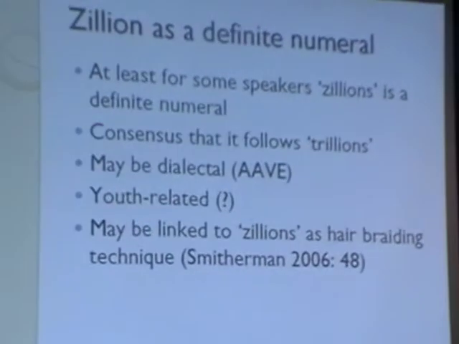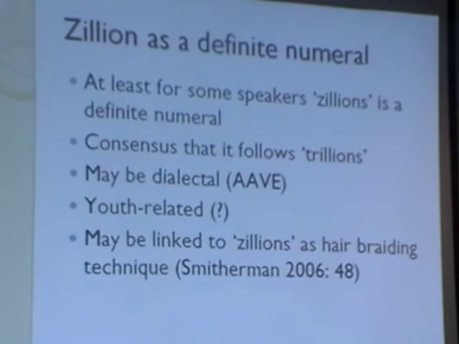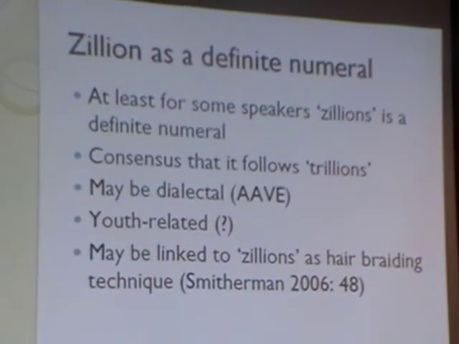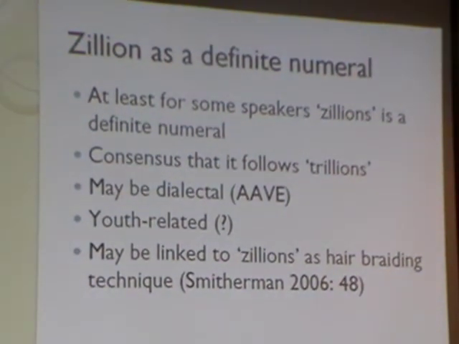And that to me is very notable. So at least for some speakers, zillions has become a definite numeral. There is consensus that it follows trillion. Nobody at Math Corps has ever said jillion or bajillion or any other form of indefinite hyperbolic numeral. So one possibility is that it's dialectal.